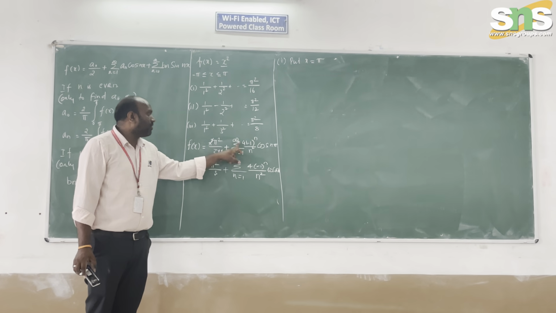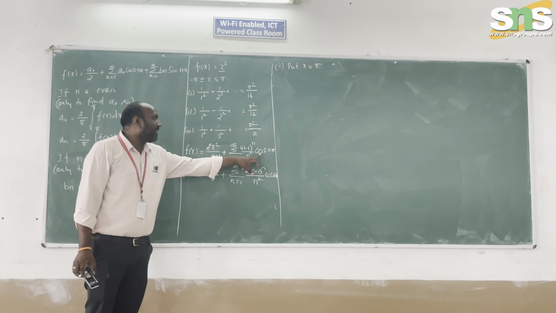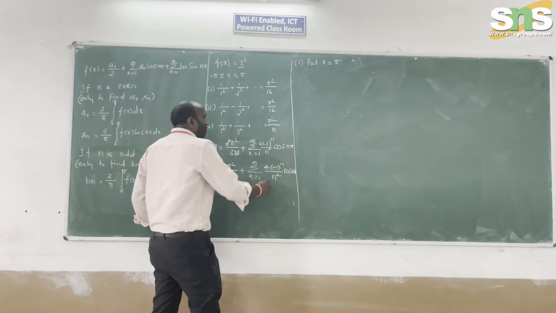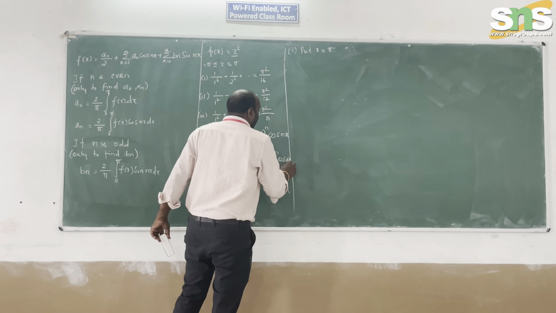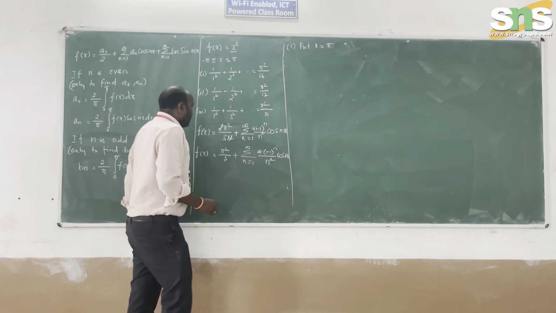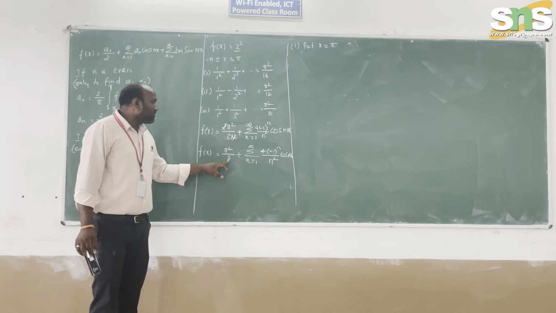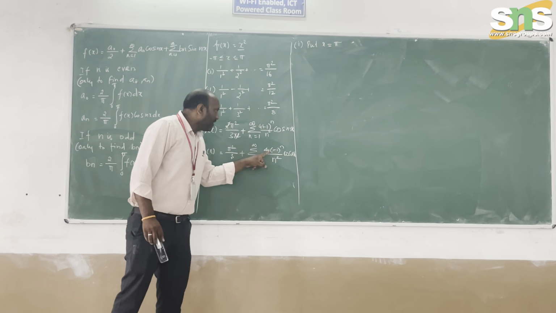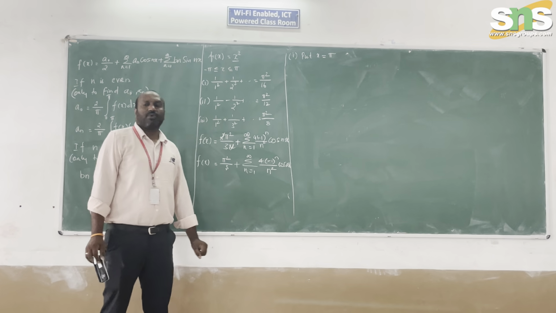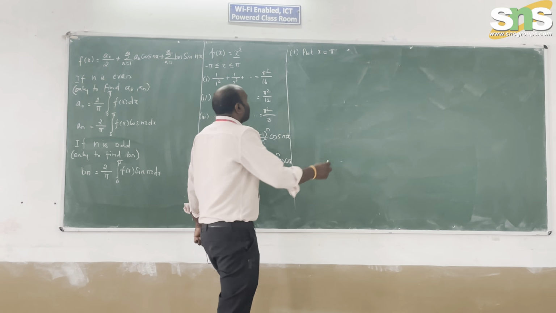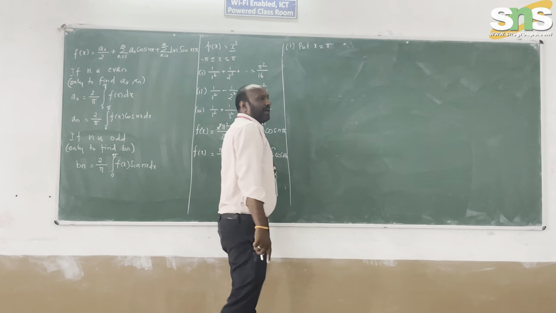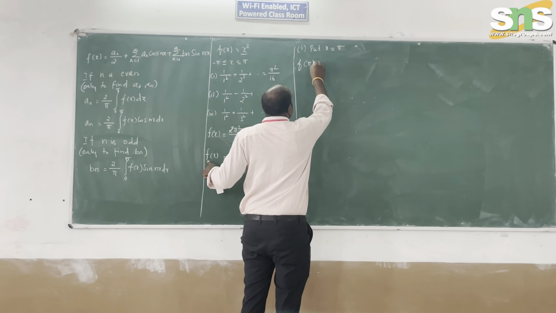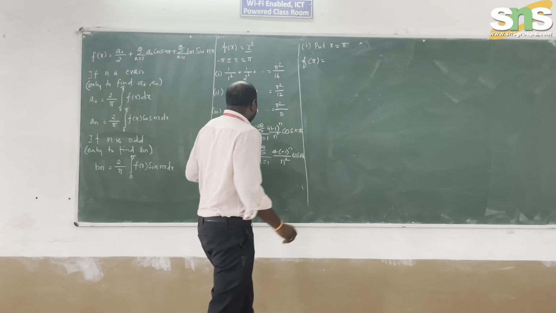Summation n equals 1 to infinity of 4 into (-1)^n by n² into cos nx. So we have f(x) = π²/3 + summation n equals 1 to infinity of 4(-1)^n / n² into cos nπ. So let x equal to π.